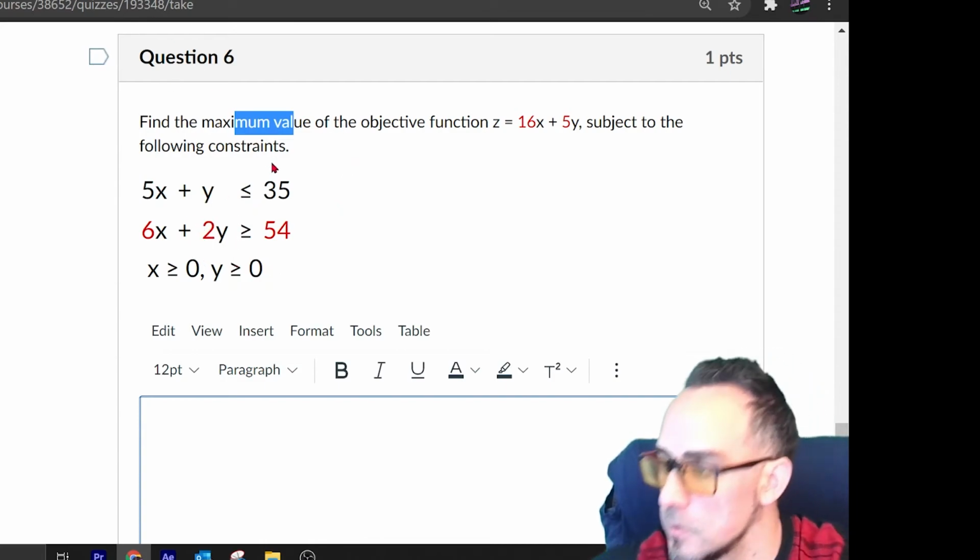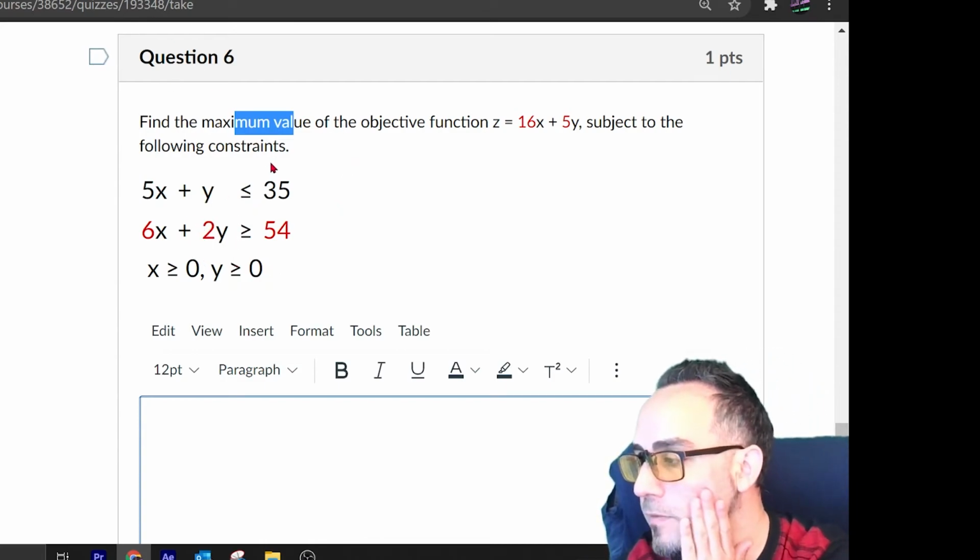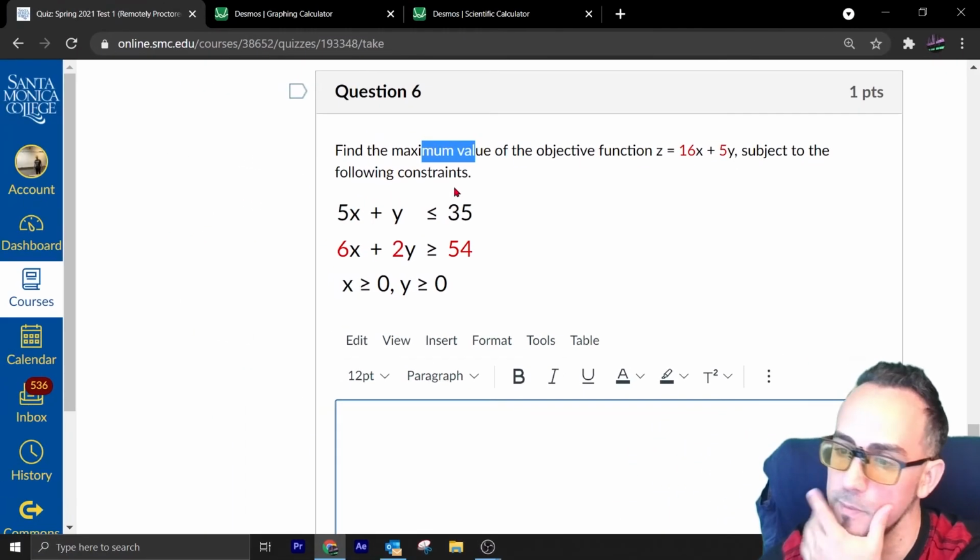Find the maximum value of the objective function subject to the following constraints. Shoot. For this question, we have to graph it. We need to find the maximum value according to these constraints. All right. Well, I can't do this on my iPad. I mean, I guess I can, but I'd have to log in. I'm making this video from my computer though.